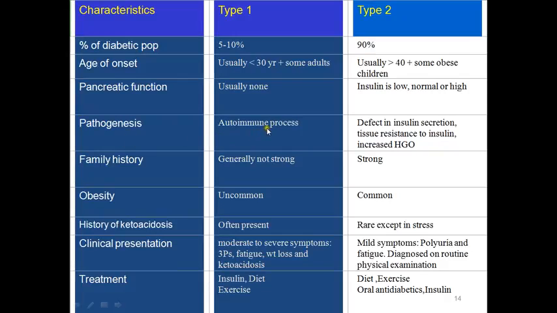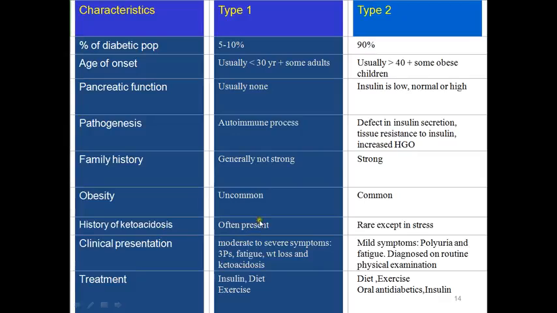Pathogenesis: it is an autoimmune process in the case of type 1. In type 2, there is defective insulin secretion, or there's tissue resistance, so increased hepatic glucose output. So there are many mechanisms in type 2. Family history is not strong in type 1, it is very strong in type 2. Obesity is not common in type 1. Usually type 1 patients have weight loss, severe weight loss. Obesity is a common presenting feature of type 2 diabetic patients.